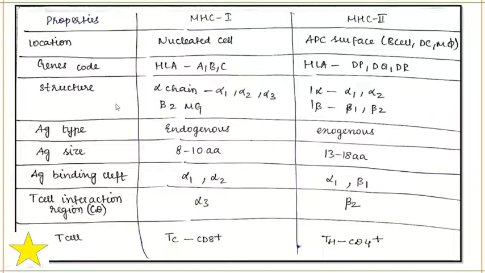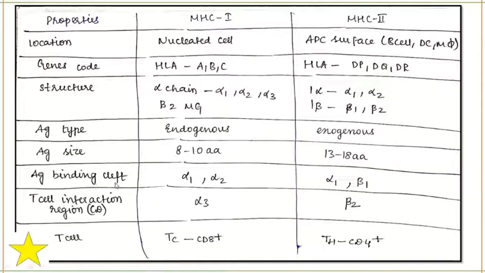So you can see another differentiation. The location of MHC1 is in all the nucleated cells, and MHC2 will be on the surface of antigen presenting cells like B cells, dendritic cells and macrophages. The genes that code for MHC1 will be HLA-A, B, C, and for MHC2 it is DP, DQ, DR. Structure: for MHC1 you have alpha 1, alpha 2 and alpha 3 subunit and beta 2 microglobulin. For MHC2 you have alpha 1, alpha 2 and beta 1, beta 2. Antigen type will be endogenous for MHC1, and exogenous for MHC2. And the size of the antigen will be 8 to 10 amino acids for MHC1, and 13 to 18 amino acids for MHC2.